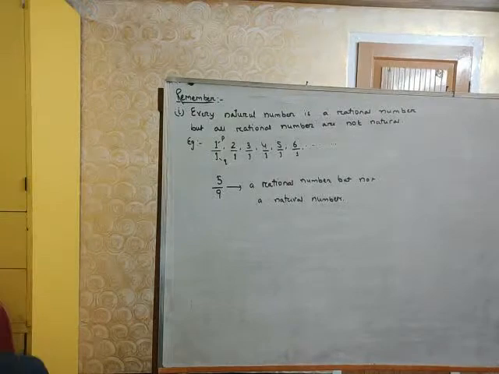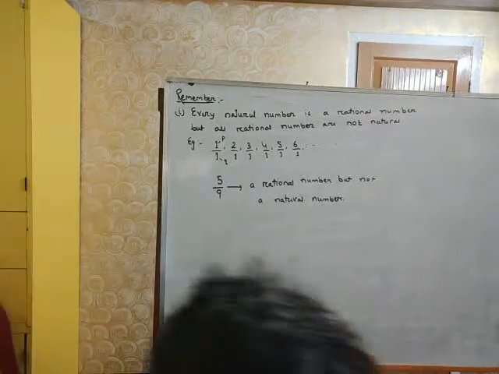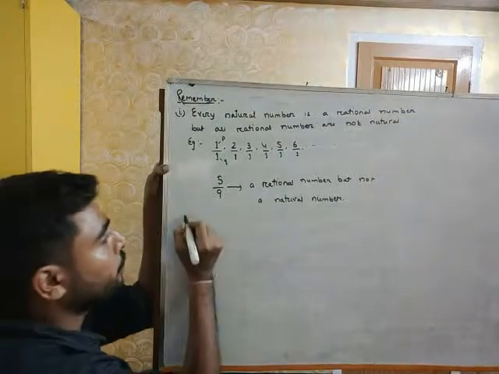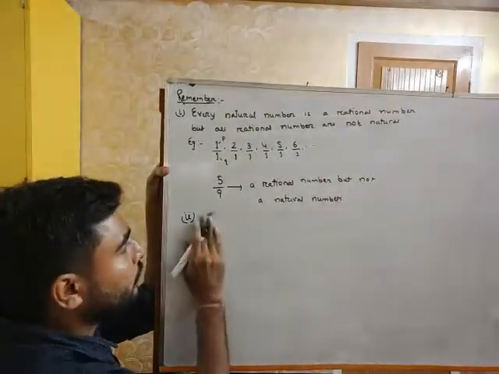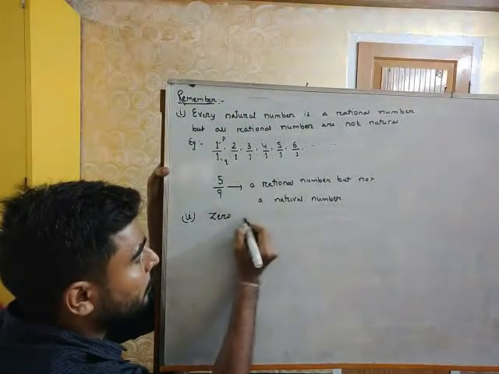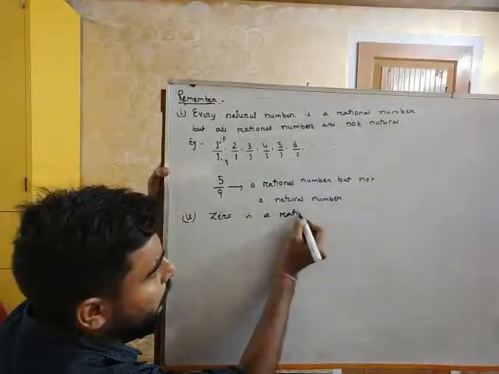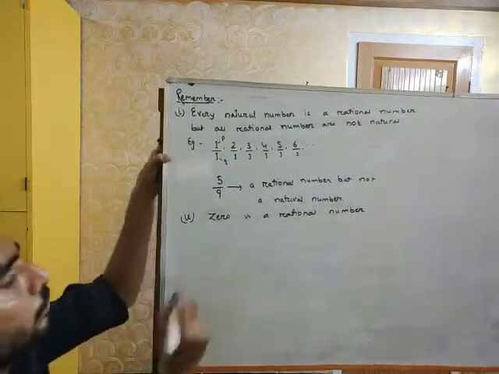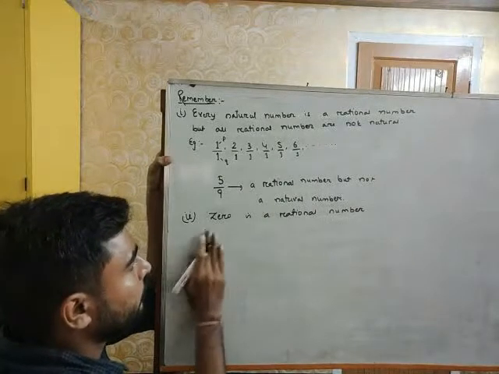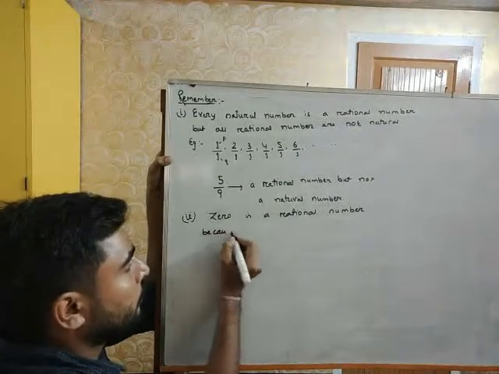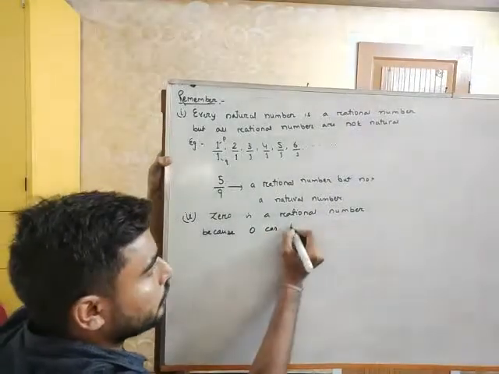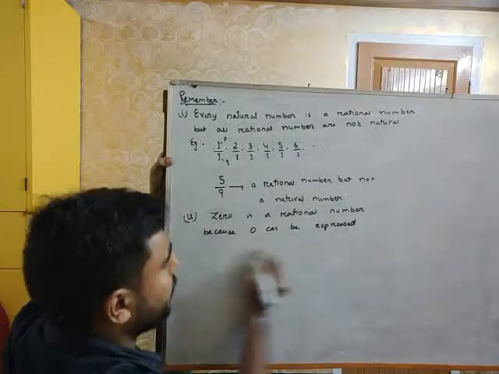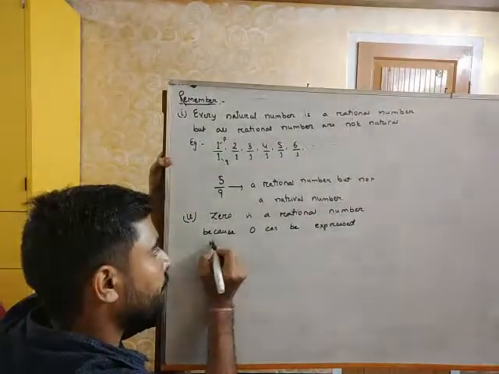Okay, then comes point number 2. What is point number 2? 0 is a rational number. Why? Because 0 can be expressed in the form of p by q.